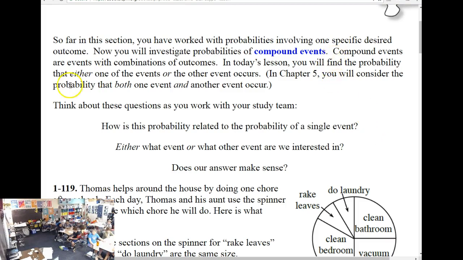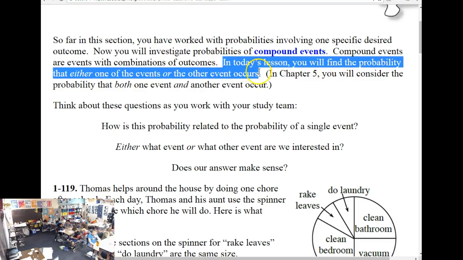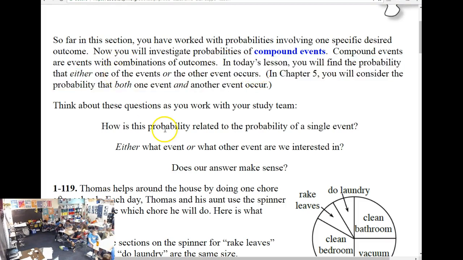So, compound events are events with a combination of outcomes. In today's lesson, we're going to talk about the probabilities of either/or situations. And there's also and situations that we'll get into. So there's events where we might say, well, I'll be happy if this or that happens, or I'll only be happy if this and that happens. Those are two different things, right?